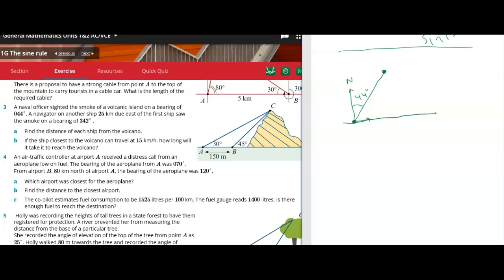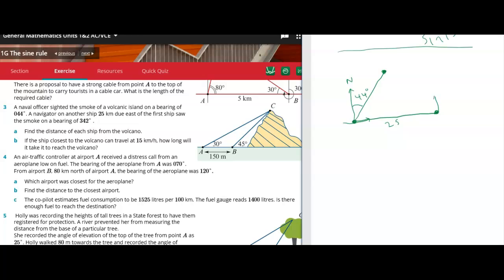We don't know how far this distance is. It's only given us a bearing. With this other bearing, it'll help you realize that this line here has to go beyond the island. Okay, 342. So here's our navigator on a ship.